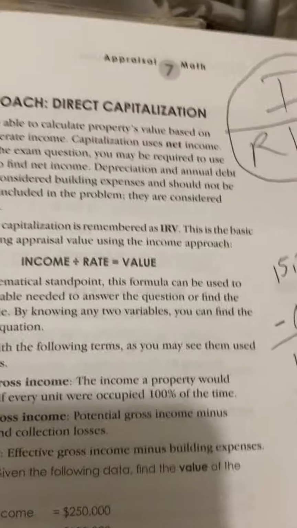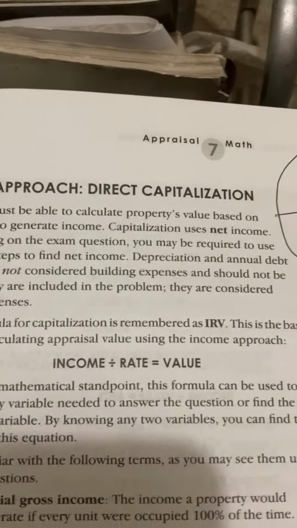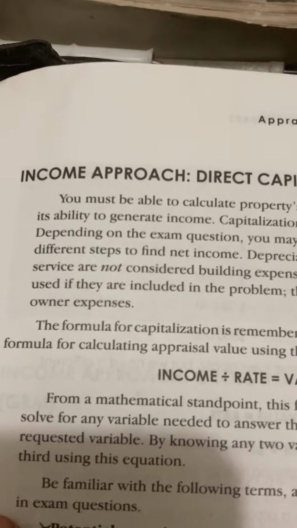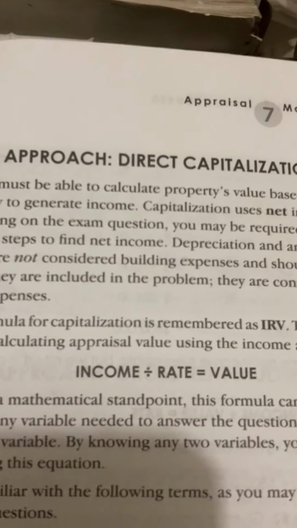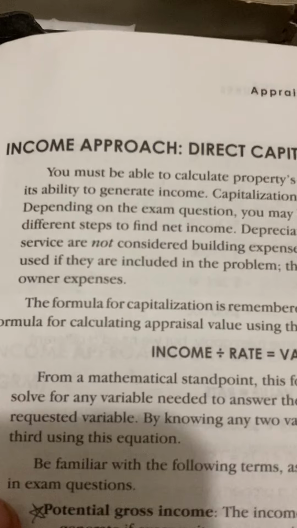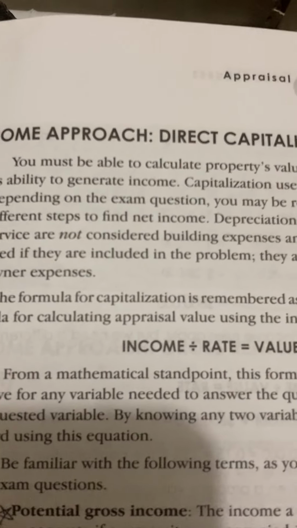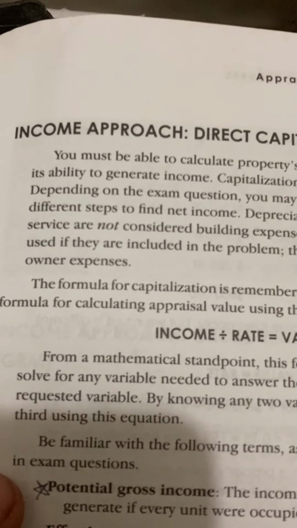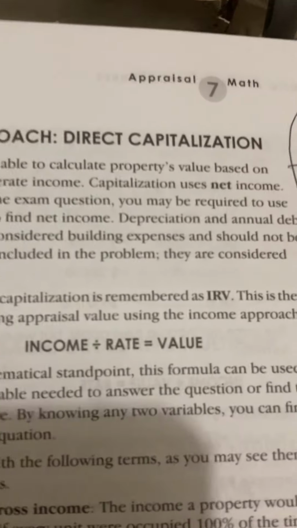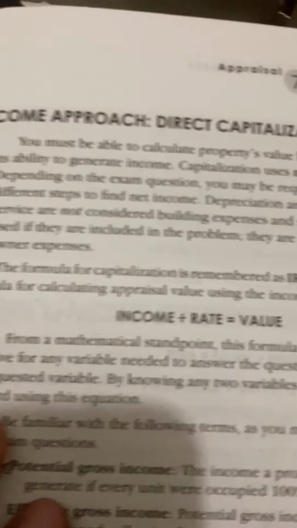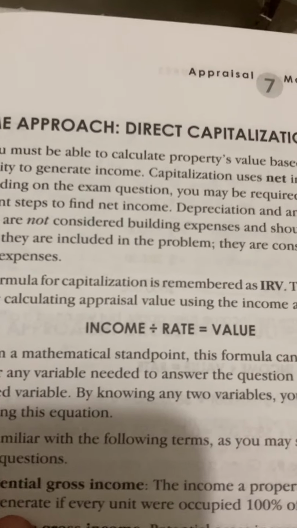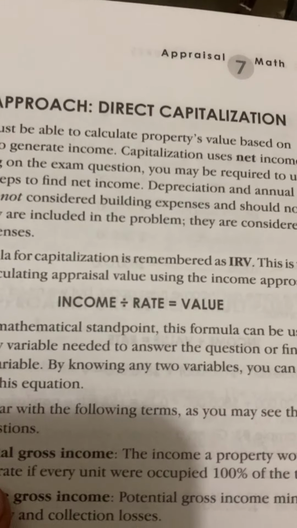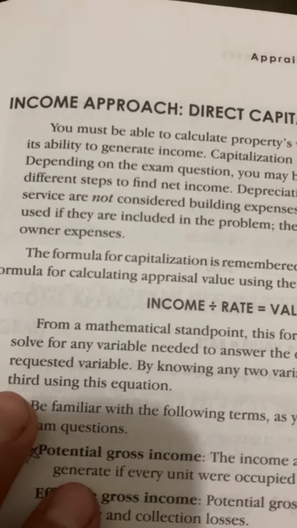Okay, page 233. Income approach, direct capitalization. You must be able to calculate a property's value based on its ability to generate income. Capitalization uses net income. Depending on the exam question, you may be required to use different steps to find net income. Depreciation and annual debt service are not considered building expenses and should not be used if they are included in the problem. They are considered owner expenses.